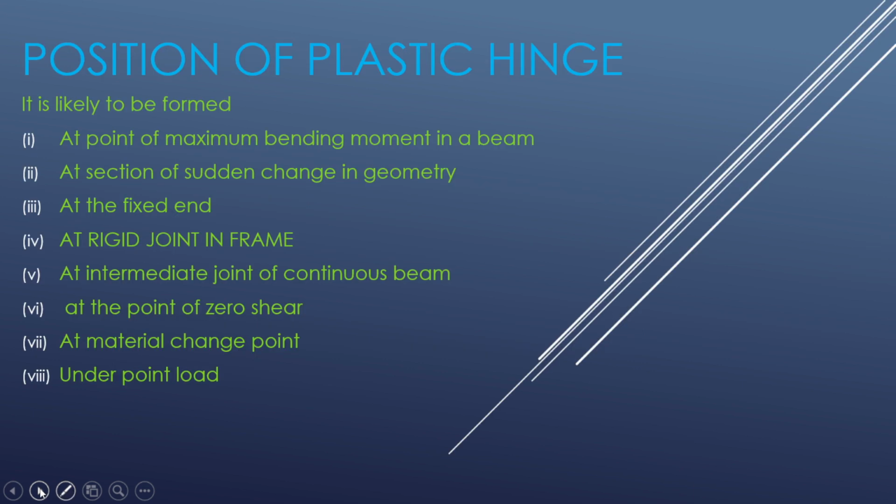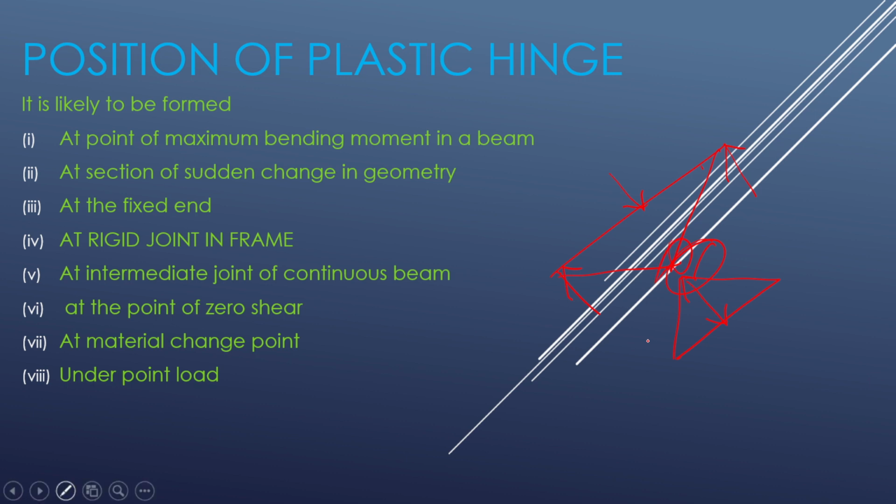Then we have to know about the position of plastic hinges, where they are likely to form: at the point of maximum bending moment in the beam. For example, for the simply supported member we considered with a point load acting at the middle, the maximum bending moment occurs at the middle. So we can identify that the plastic hinge is developed at this point.